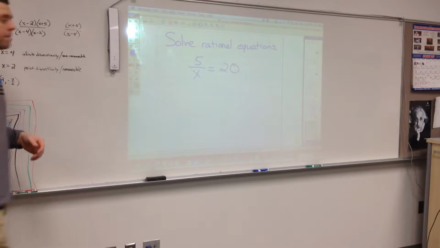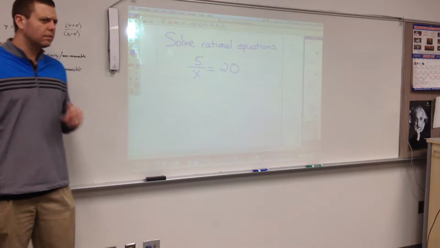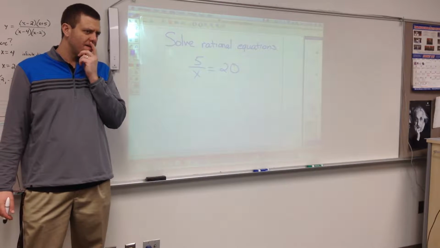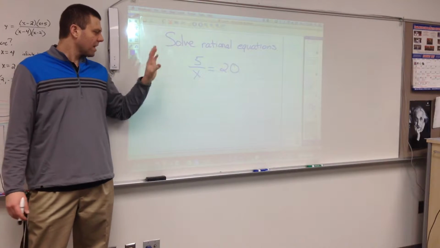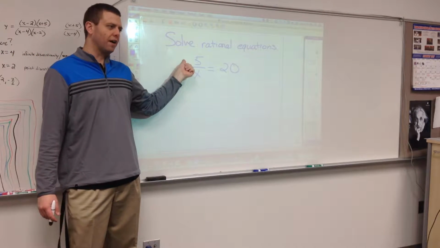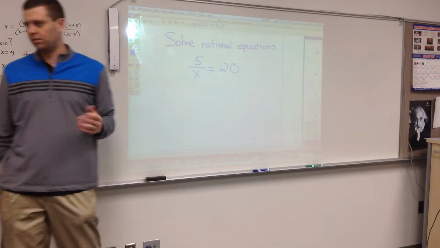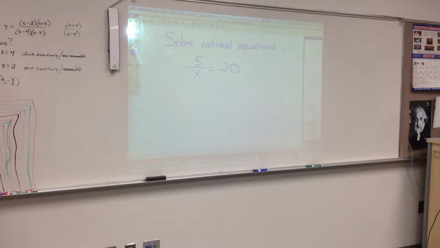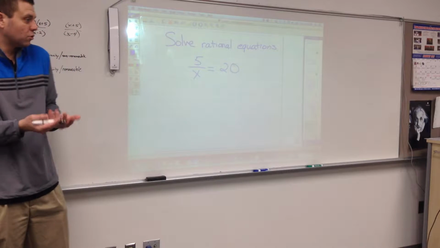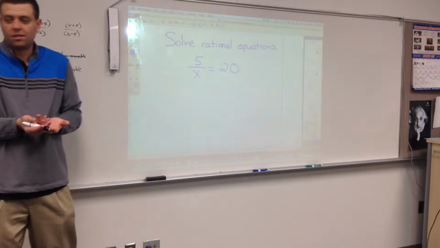Multiply by 5. Why? Okay, let me address what you said. First, multiply by 5 would give me 25 over x equals 100. You're still in the same boat. The x is still in the denominator. Now you've changed it to multiply both sides by x, because what does that do for you?